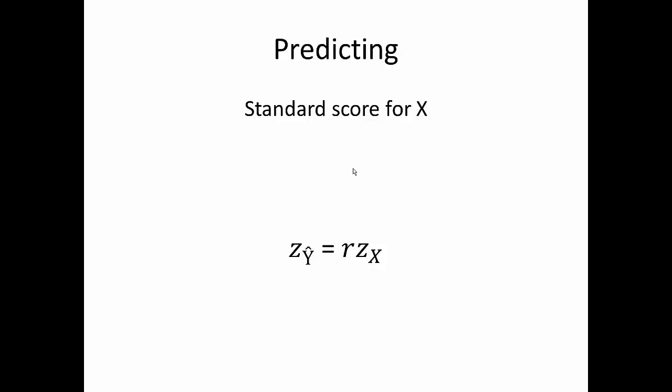Now, if you've got standard scores, it's even easier to predict a standard score from a standard score. So if I want to predict the standard score for a particular x, all I have to do is multiply it by the correlation. So that one is really, really simple and easy to do.